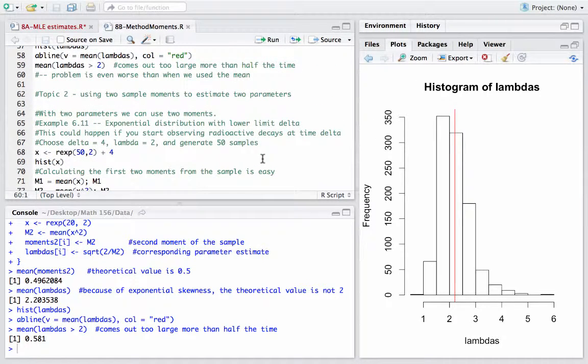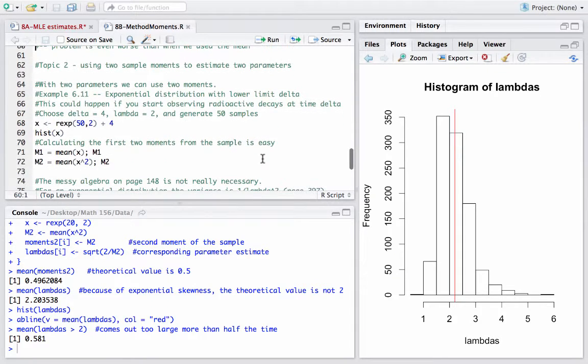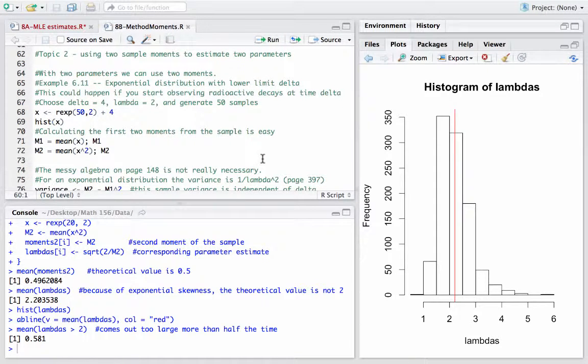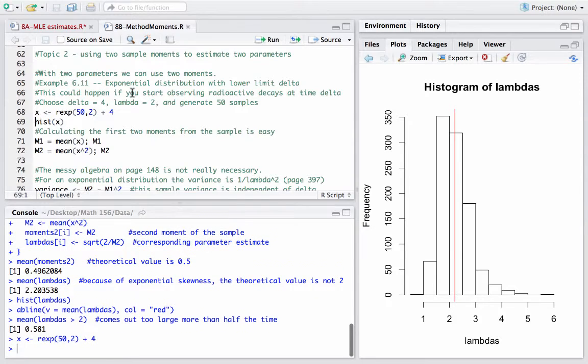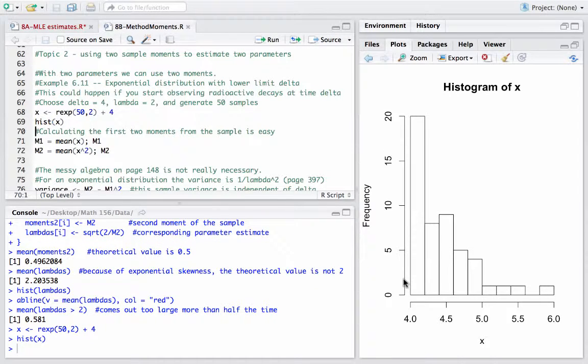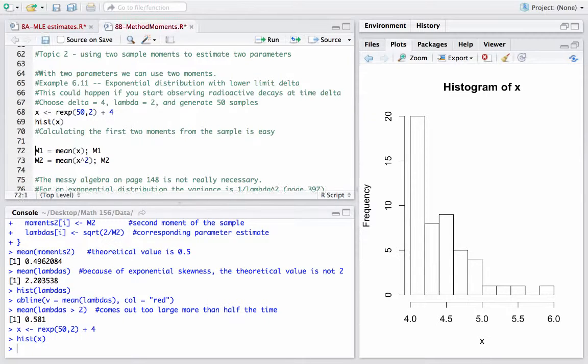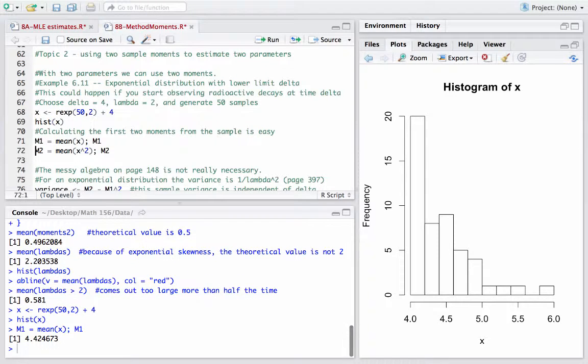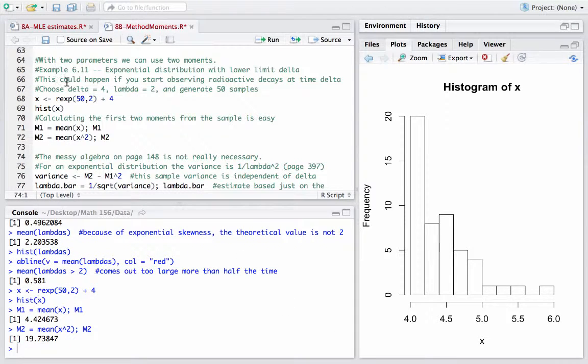So now we're going to use two sample moments to estimate two parameters. In this case, we're going to shift the exponential distribution forward, so it's a distribution with a lower limit. It can start at 4, and other than that, it's a regular distribution with lambda equals 2. So here's what it looks like. It's basically an exponential distribution that you're used to seeing, but shifted to begin at 4. The first two sample moments come easily enough, 4.42 and 19.7.